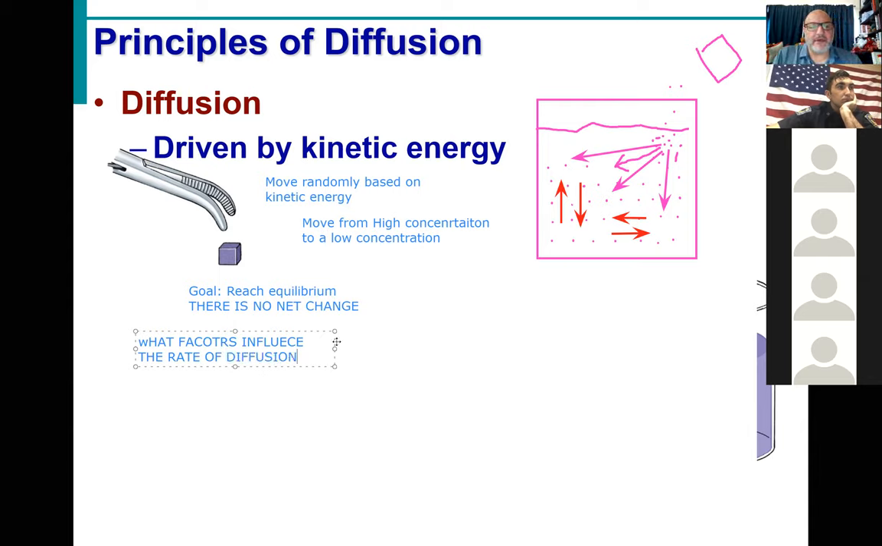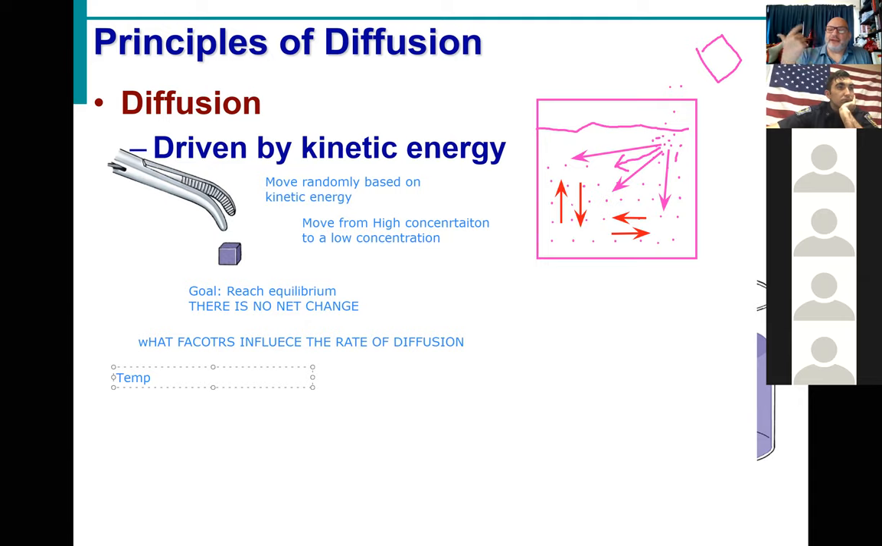Temperature. Excellent. Perfect. I love it. Absolutely correct. One of the major factors, because we're dealing with kinetic energy, is temperature. If temperature goes up, kinetic energy goes up faster, and so things will distribute more rapidly. So it would reach equilibrium more quickly, whereas if temperature goes down, it would slow the rate of diffusion down. What's another factor?